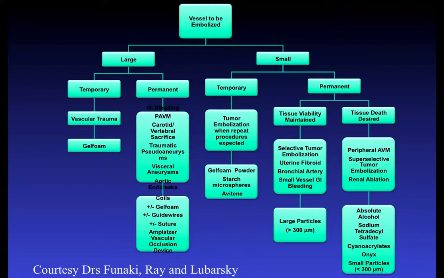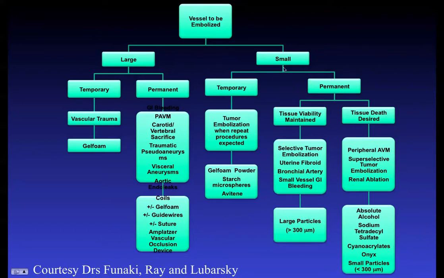This is an algorithm that was presented at RSNA this last year by Drs. Funaki, Ray, and Lebarsky, and it's a nice, very basic decision tree. You can see that they first talk about the size of the vessel you're targeting, and then look at either permanent or temporary embolization. For temporary embolization in trauma, we're talking about gel foam. For permanent embolization in large vessels, we're looking at coils and Amplatzers or occluders and things like that.